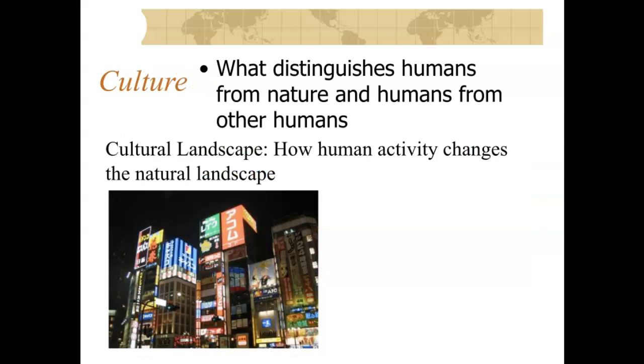So culture. Culture is another concept that human geographers concern themselves with. And a culture is everything about how you live that doesn't have to do with biology. It's what distinguishes us from nature, from other animals, and my culture distinguishes me from other people around the world. And that human activity changes the natural landscape. So this is a picture of Tokyo and how culture in Tokyo has shaped the landscape there.